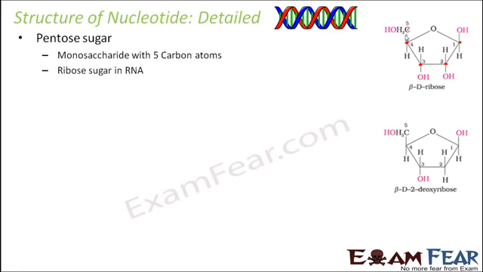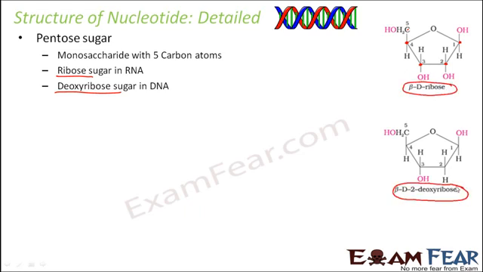Now there can be 2 types of pentose sugar. If it is RNA, in that case a ribose sugar is present. In case of DNA, deoxyribose sugar is present. So this is one of the major structural differences between RNA and DNA. So in RNA you have the ribose sugar. Here you can see this is ribose sugar, and in DNA you have the deoxyribose sugar.